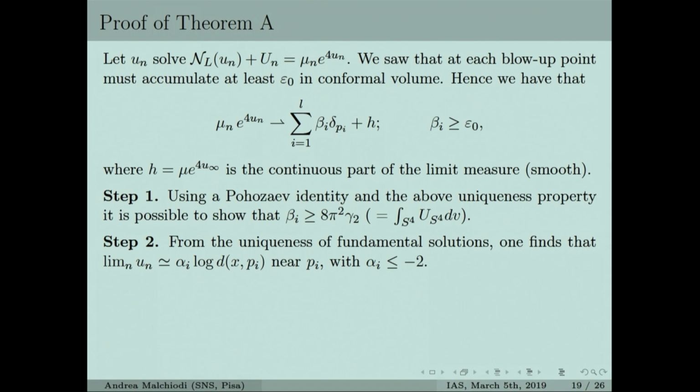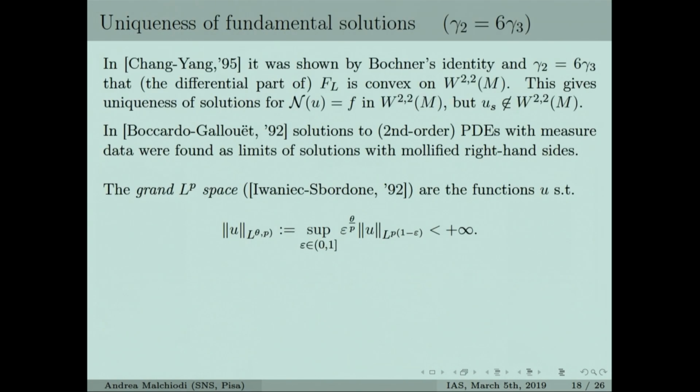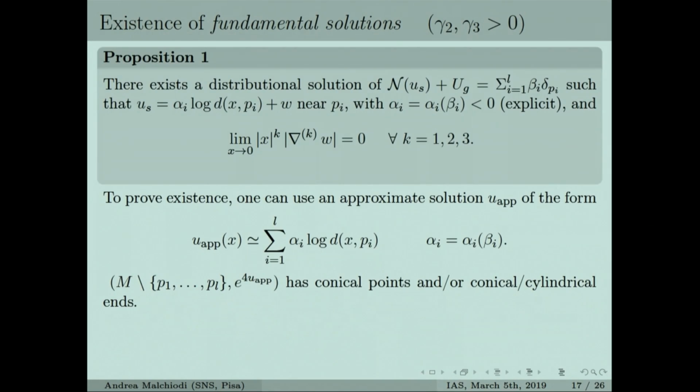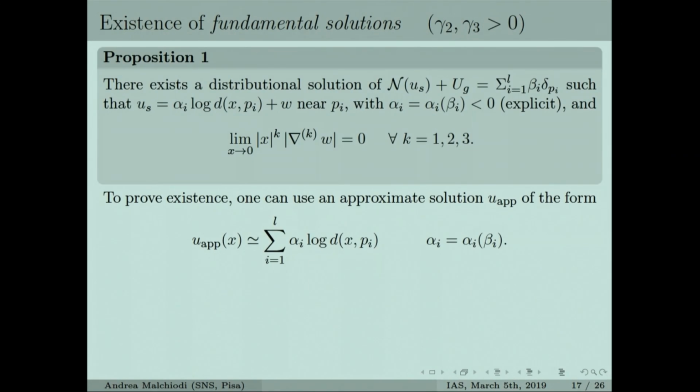But then, if you get a lower bound on this strength beta in the Dirac delta, since you have uniqueness of fundamental solutions, the limiting profile of your solutions u_n must be of this type, alpha log of mod x. And if beta is equal to 8 pi squared gamma 2, then this constant alpha must be less or equal than minus 2, which means that the blow-up rate of this singular profile is quite fast.